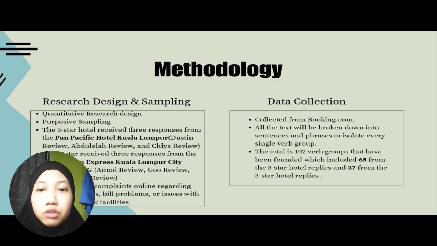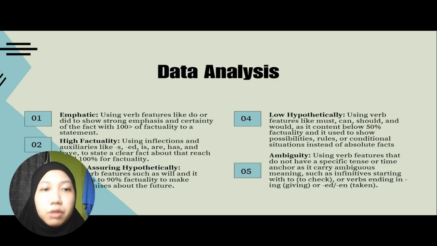For data analysis, I use the five categories of the factuality system, which are emphatic, high factuality, highly assuring factuality, low factuality, and ambiguity. Now let's move on to the results.